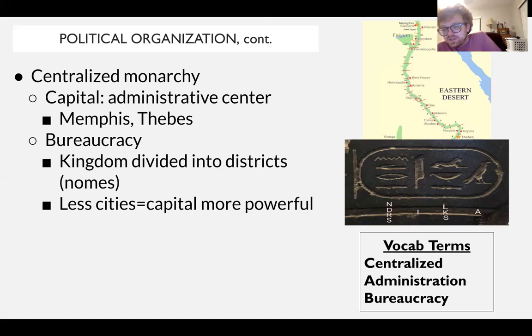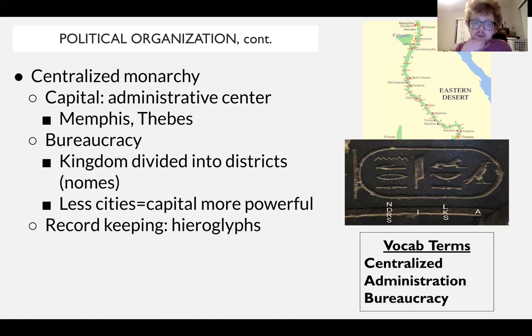But Egypt is, at the end of the day, in the middle of a desert. So there's not a lot of cities. And as a result, a lot more political power is in the hands of one spot, in the capital of Egyptian society. We also have a monarchy that is able to keep detailed records through their own writing system, hieroglyphs.